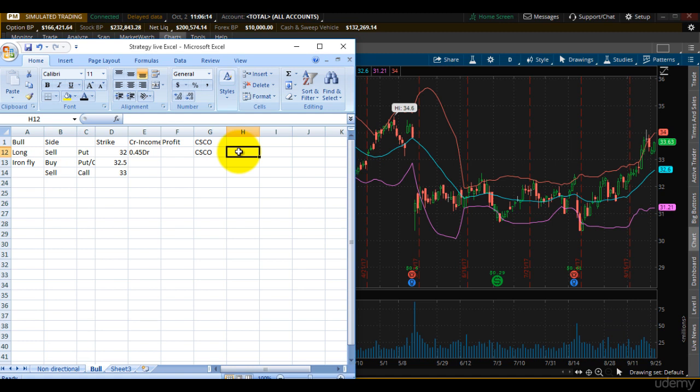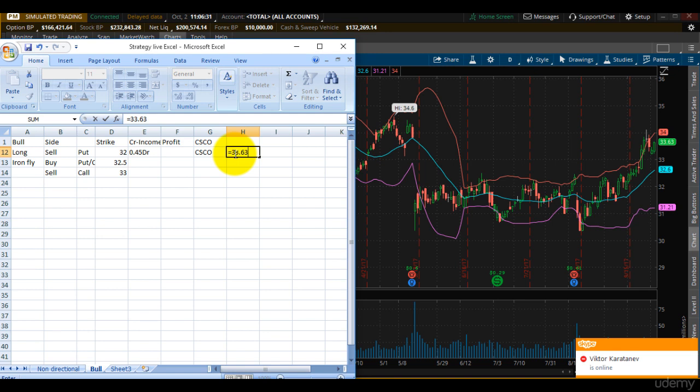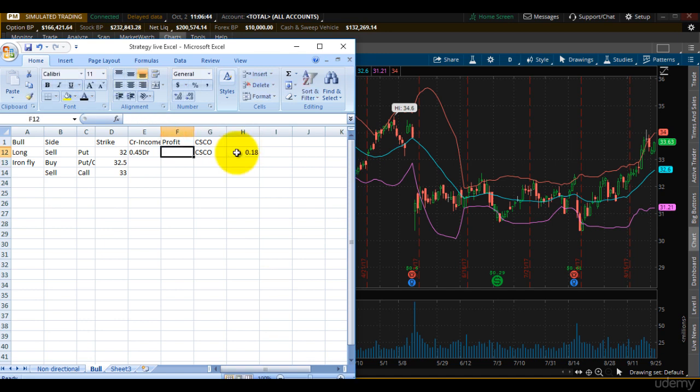Now the price is 33.63. If you add 33 with this 45 cent cost, it comes to 33.45. The ending price is 33.63 minus 33.45. Once we deduct it from the closing price, we get 18 cents in profit. And that 18 cents multiplied by 100 shares means $18 in profit.